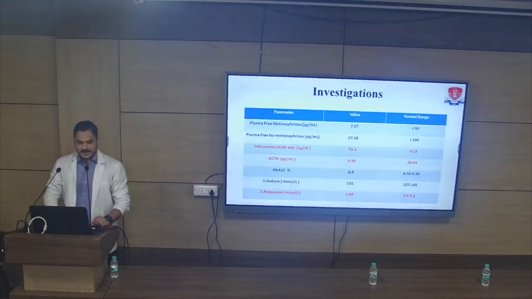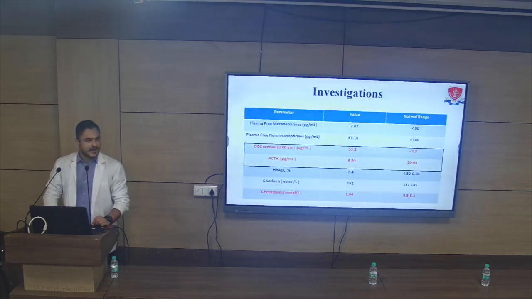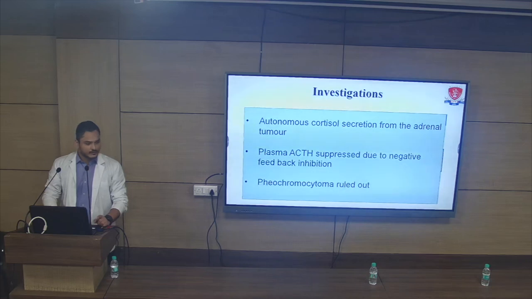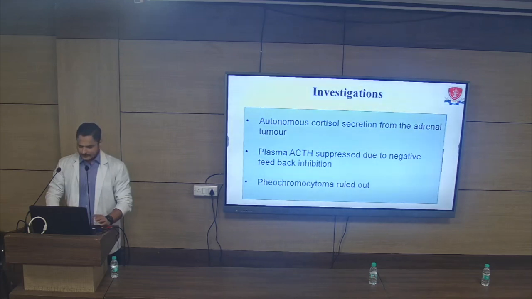Plasma-free metanephrines and normetanephrines were within normal limits. Her overnight dexamethasone suppression test showed very high cortisol levels, and the ACTH was suppressed, meaning this was ACTH-independent hypercortisolism. So autonomous cortisol secretion was from the adrenal tumor. The plasma ACTH was suppressed due to negative feedback inhibition, and with normal metanephrines and normetanephrines, we ruled out pheochromocytoma.